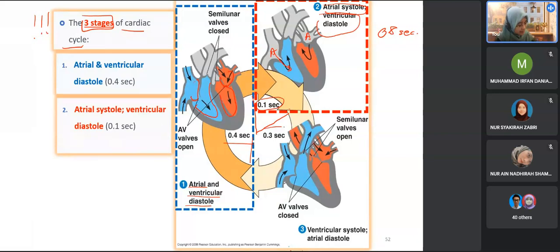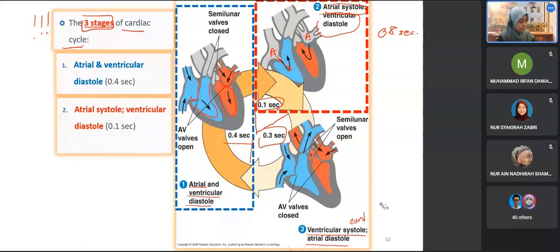So the next stage is 0.3 second, where the ventricle will contract, and this time the atrium relaxes. Ventricular systole, atrial diastole. Tadi atrium dah push darah masuk ke dalam ventricle secara maksimum. So now it's time for the ventricle to contract. Systole. The contraction of the ventricle will pump the blood out of the heart.